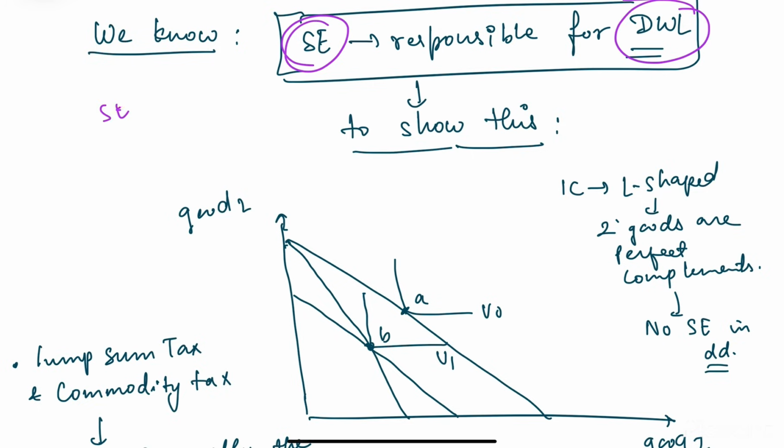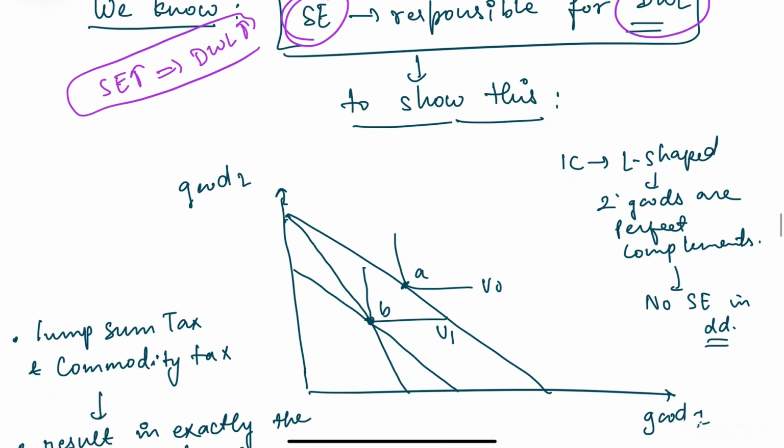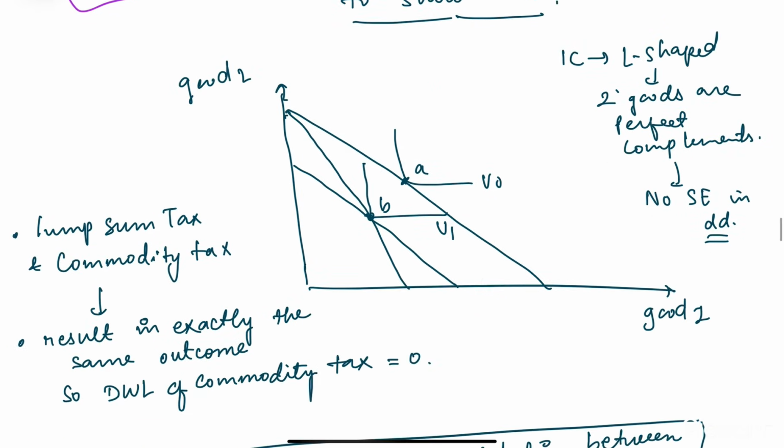Okay, now हमने last में भी देखा था in the last chapter कि substitution effect is kind of responsible for deadweight loss. अगर substitution effect ज़्यादा है तो deadweight loss भी हमारा ज़्यादा है. We were like talking about it, but now we wanted to show why this is happening, why we are saying कि substitution effect is responsible for deadweight loss, not the income effect.